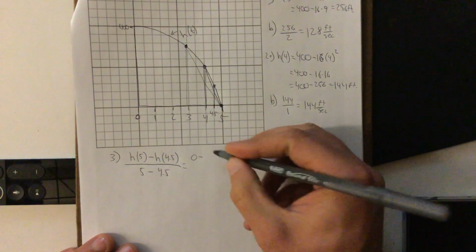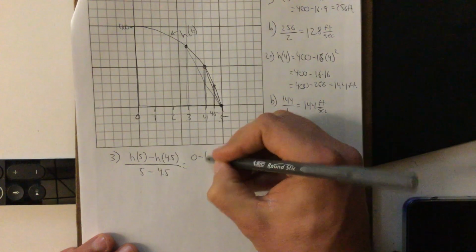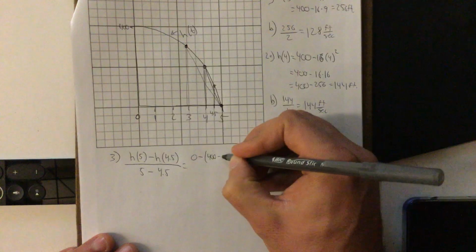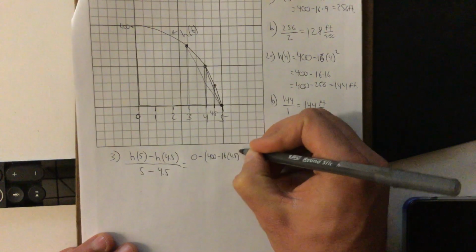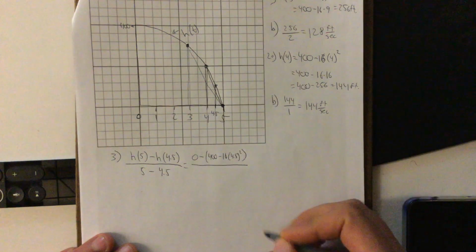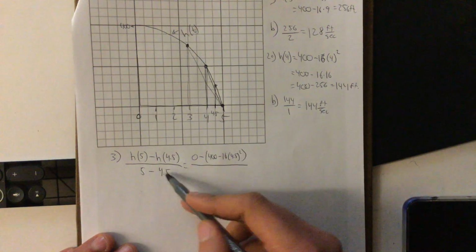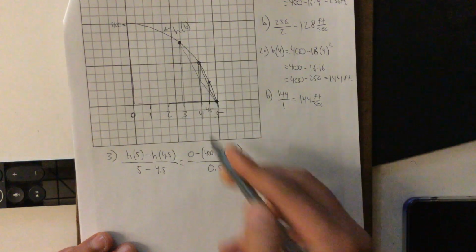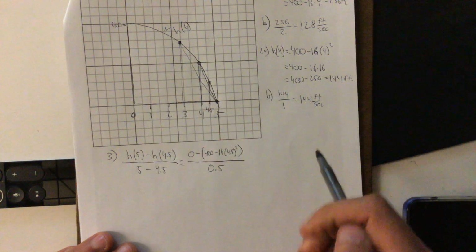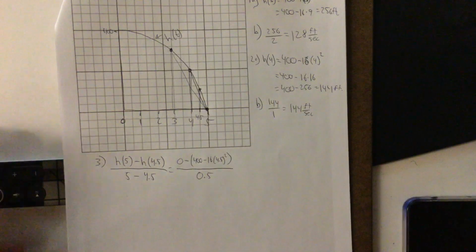So that's 0. Our height at 4.5 seconds is going to be 400 minus 16 times 4.5 squared. And all that is going to be divided by 5 minus 4.5, which is just 0.5, right? It's a half second. That's how long of an interval we're looking at right now. Well, let's figure out what this is.